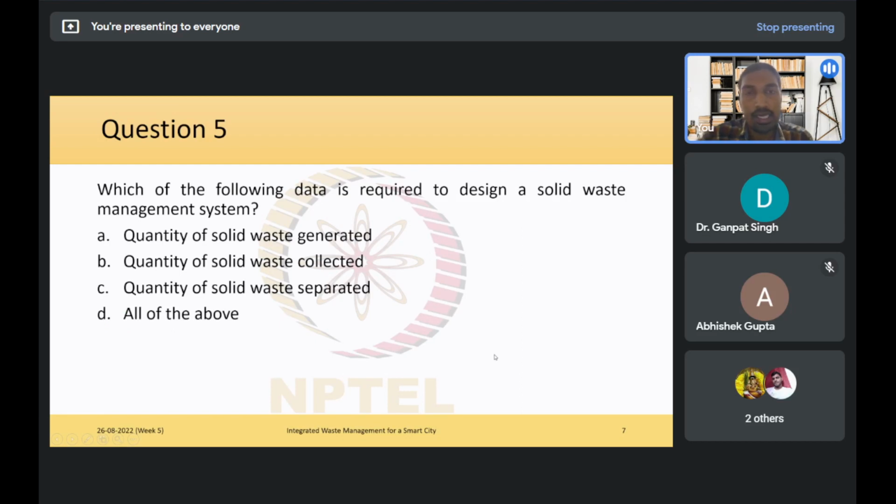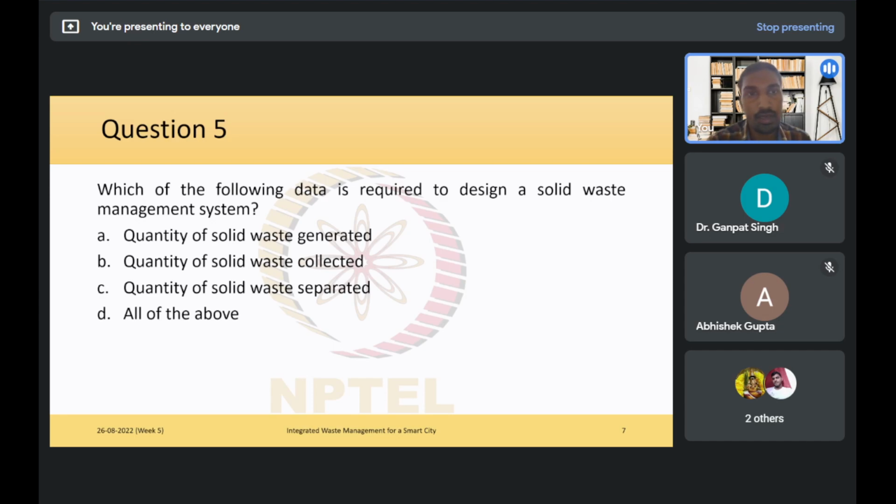Which of the following data is required to design a solid waste management system? Options are: quantity of solid waste generated, quantity of solid waste collected, quantity of solid waste separated, and option D is all of the above.